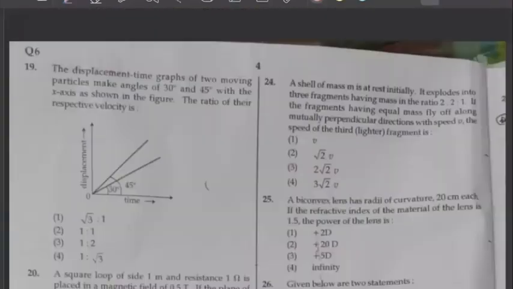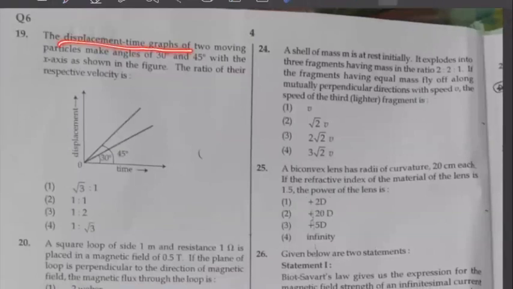Okay. So the displacement-time graphs, right? Displacement versus time of two moving particles make angles of 30 and 45 degrees with the x-axis as shown. Ratio of the respective velocity. So what they are asking us is speed. Velocity is distance upon time, and distance upon time is y by x, so I have to talk about the slope. What they want here is the ratio v1 by v2, so it's going to be tan theta 1 by tan theta 2.